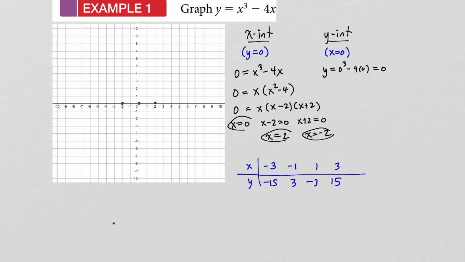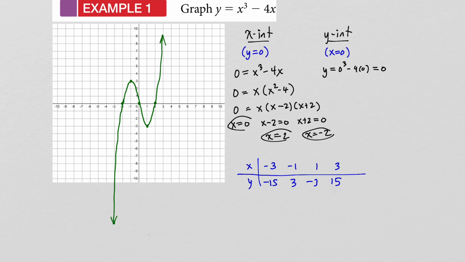Negative 1, positive 3, this one right here. Negative 1, positive 3 is this point. The next point is positive 1, negative 3, which is down here. And finally, we have positive 3, positive 15, which is way up here somewhere. So it is apparent that this graph comes up something like this, goes through the x-axis at that point, turns around, goes back through the x-axis, and takes off after that.